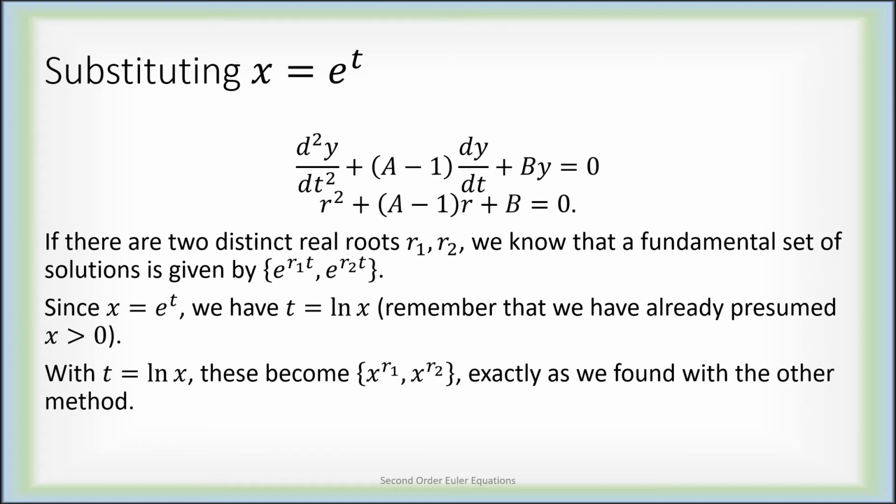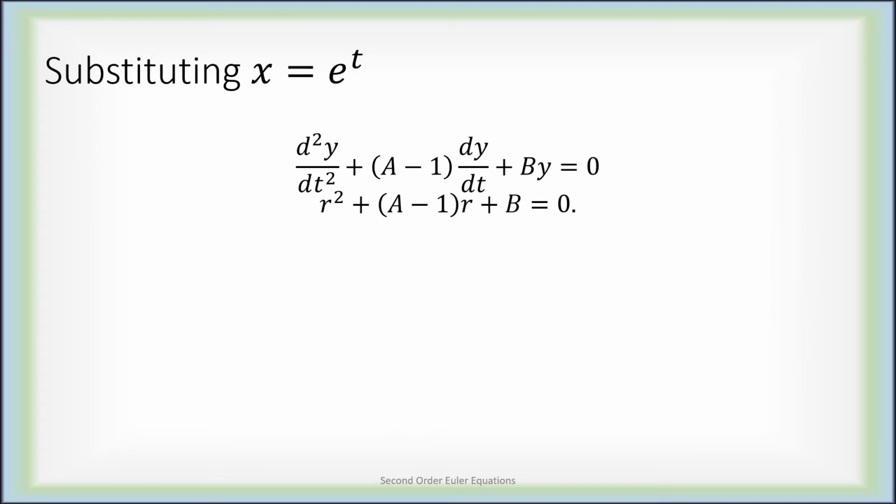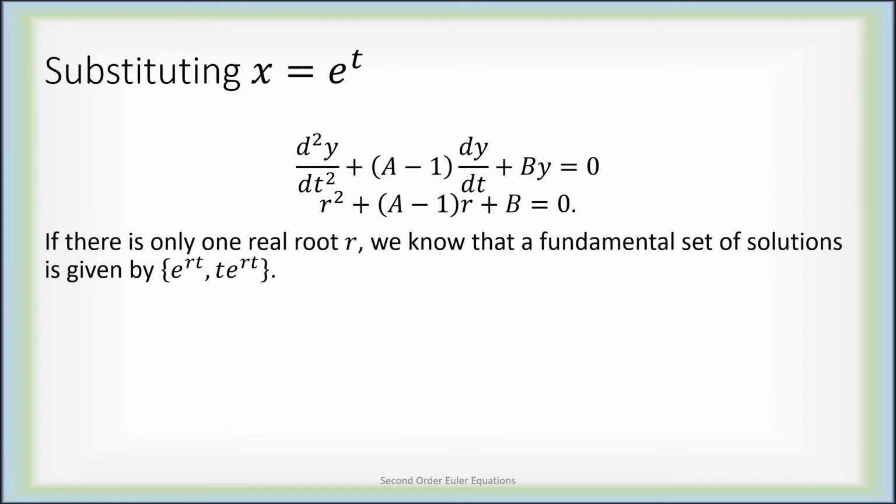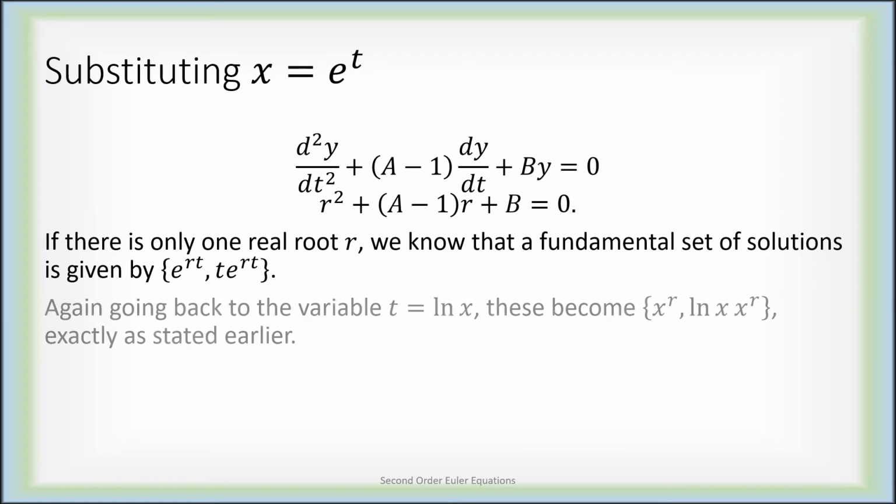When there were two distinct real roots to this quadratic right here, well then, x to those powers exactly form a fundamental set of solutions. But what if there aren't two distinct real roots? Well, we already know from our constant coefficient equation work that a fundamental set of solutions, if there's one repeated real root, is e to the rt and t e to the rt. Again, replacing t with log x, we get x to the r and log x, x to the r. This t right here becomes log x. So this explains where this other fundamental set of solutions, when we have a repeated real root, came from, x to the r and a log x, x to the r.